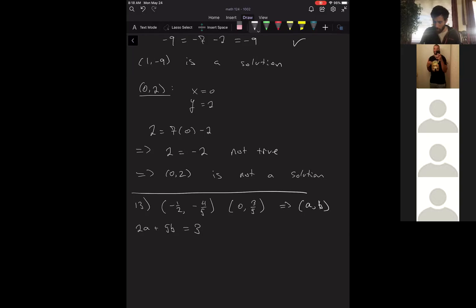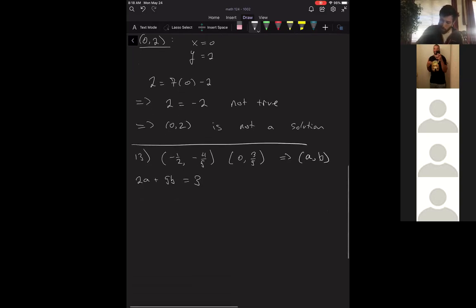But anyway, these pairs are not X's and Y's here. They're going to be A's and B's. But still the same technique applies. So all right, now let's test both of these points. Let's make sure we copied everything down right. So -1/2, -4/5, and 2a plus 5b is 3.